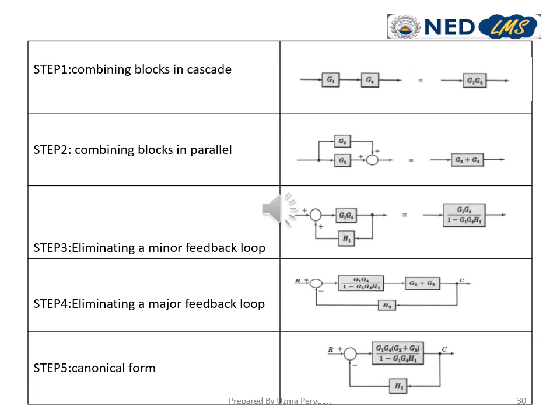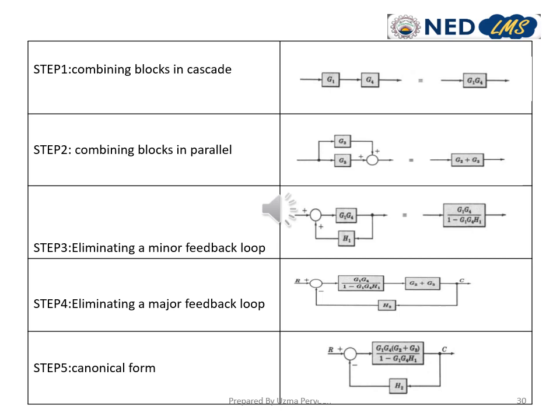In the second step, G2 and G3 are connected in parallel. So we'll use transformation 2 to combine these two blocks, and we'll simply add G2 plus G3. And then we see that we have a minor feedback loop G1 G4 with a feedback H1. So we'll use the third transformation. Using the formula G upon 1 plus GH, we get G1 G4 upon 1 minus G1 G4 H1.